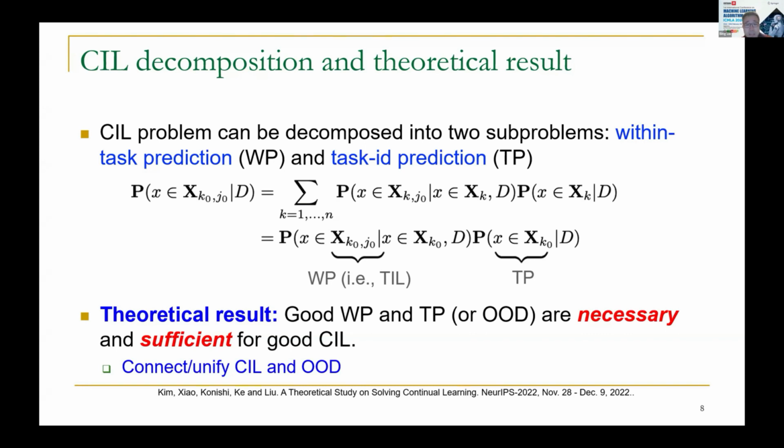In this case, we're talking about probabilities. We're not saying you must predict a specific task, just the task ID prediction probability. That's called TP, and the first one is called WP. You can see this probabilistic formula. It says X belongs to the big X, K is the task, and J is the particular class in the task. So the probability that X belongs to a particular class of a particular task is the multiplication of these 2 probabilities. And so given a task, this is the first part.